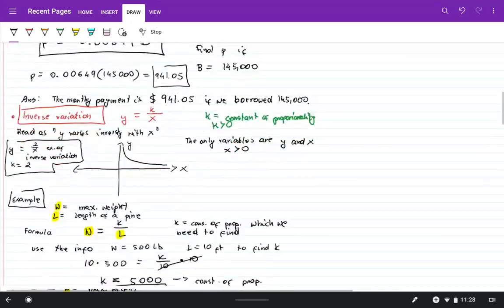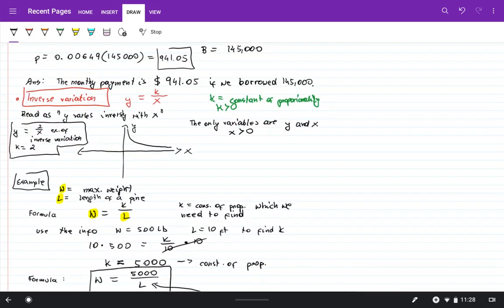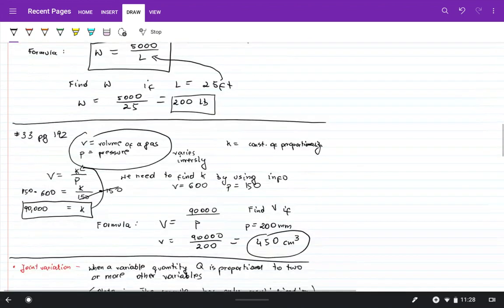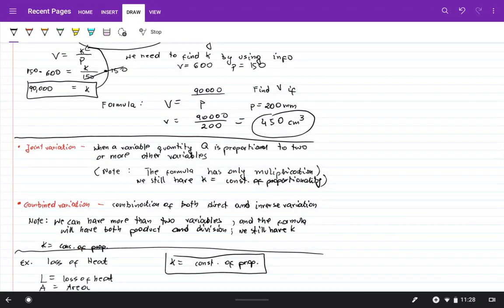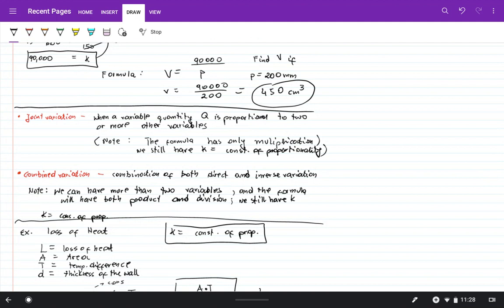Then we talk about inverse variation. That's the division. Inverse means division. So you have y equals constant divided by x. Inverse variation, just two variables. And then we start mixing them together. So joint variation, okay, that's when we have more than two variables and the formula has only multiplication. So of course you have k and you multiply more than two variables together. Combined variation, that's when you have a mix of direct and inverse variation. So you may see multiplication and division of more than two variables.